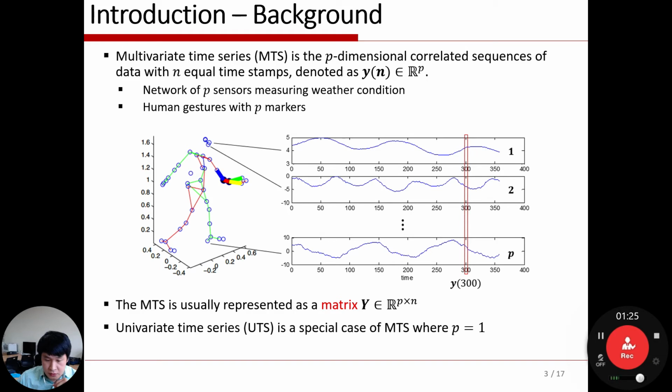Multiple time series, which is also shortened as MTS, is a time series with more than one data point at a time. We use p-dimensional here, and p can be any number for multiple time series. For example, in this plot, we can see that at each time we have p number of data points, so it forms a vector, and by stacking the vector over time, we have the MTS as a matrix in this format. So P is the number of data points at a time, and N is the number of time points. We can see here that univariate time series, which has only one component at a time, is a special case of MTS.